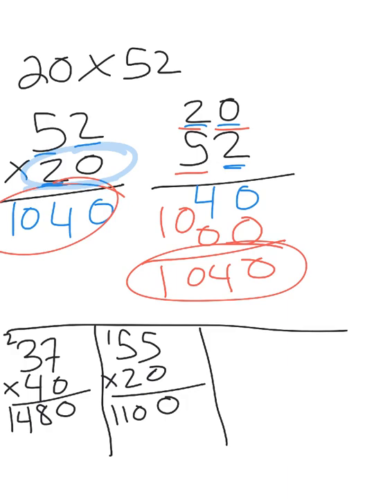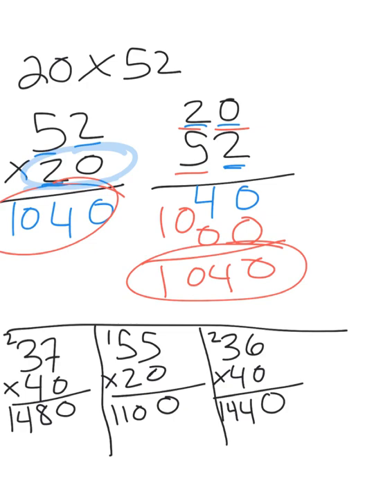And let's do one more together. Let's do 36 times 40. Drop your 0. 4 times 6 is 24. Put your 4, regroup your 2. 4 times 3 is 12, plus 2 more is 14. I hope you're getting the hang of it.